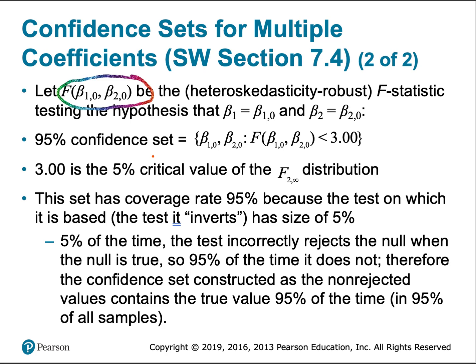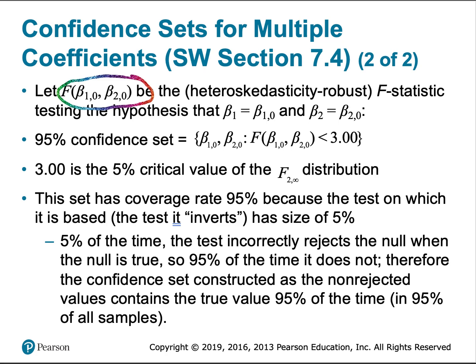This set has coverage of 95% because the test on which it is based, the test that it inverts, has a size of 5%. So 5% of the time the test incorrectly rejects the null when the null is true. That is a type 1 error. So 95% of the time it does not. Therefore, the confidence set constructed as the non-rejected values contains the true value 95% of the time, or equivalently in 95% of all hypothetical samples.